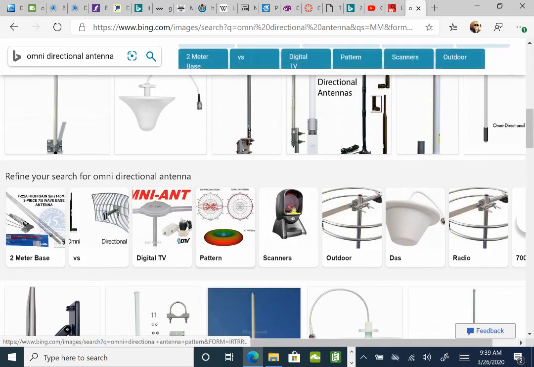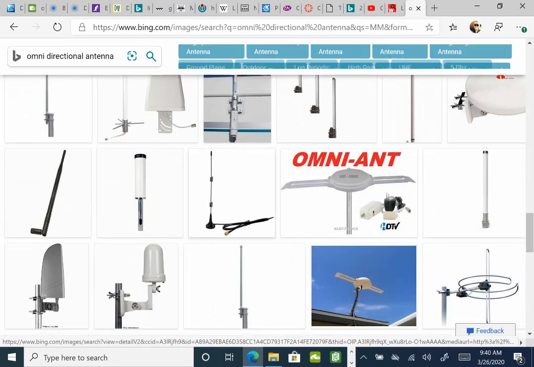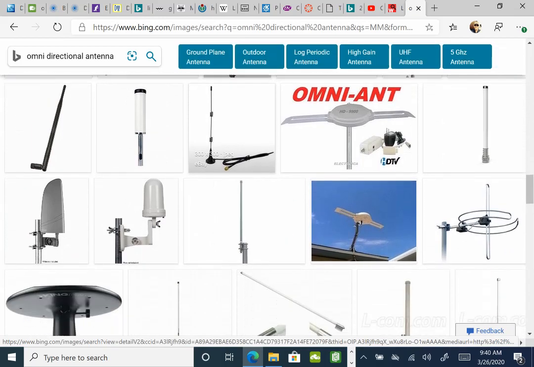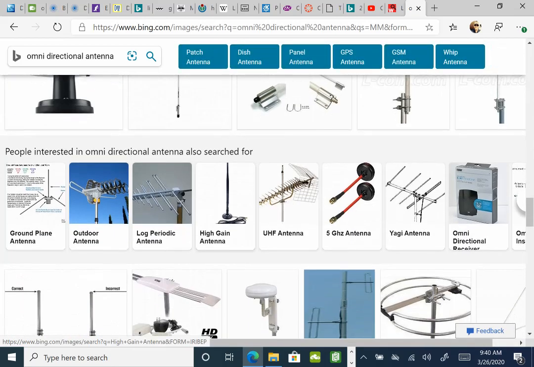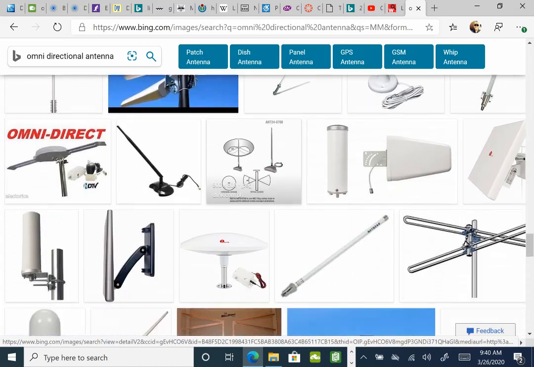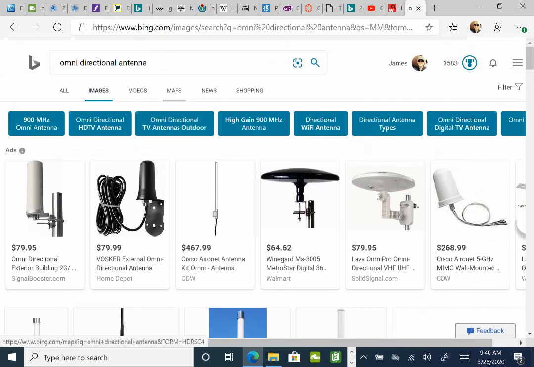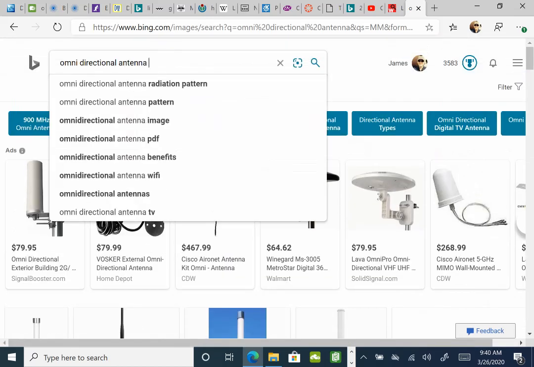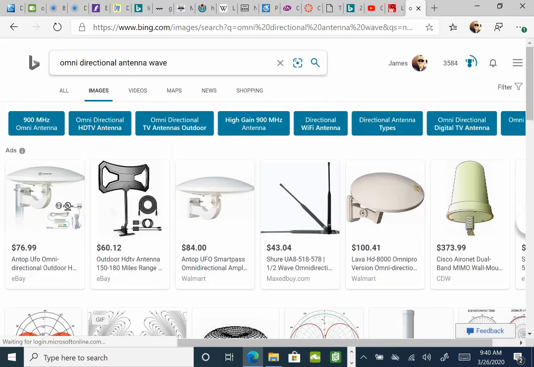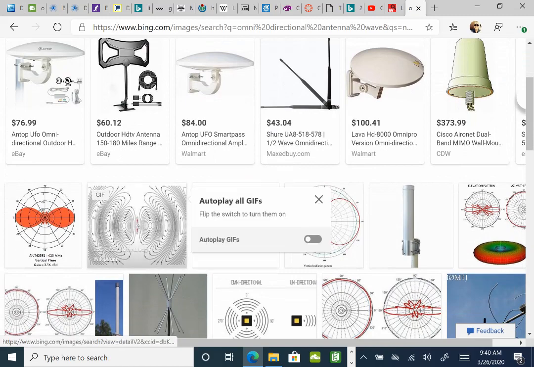Omni meaning that it's going to push that signal out everywhere, every direction. Unidirectional, those are usually flat antennas, and that's what we see on the cell towers, a combination of flat antennas. Let me put waveform in here. Just try wave. Nope. Oh, there we are. Yep. This is a good example.